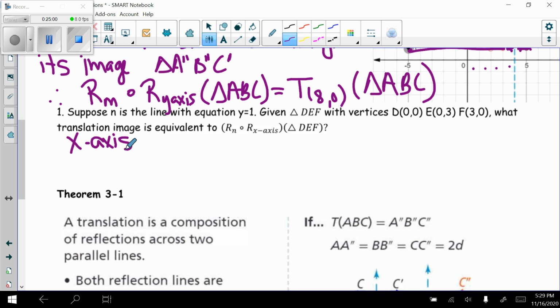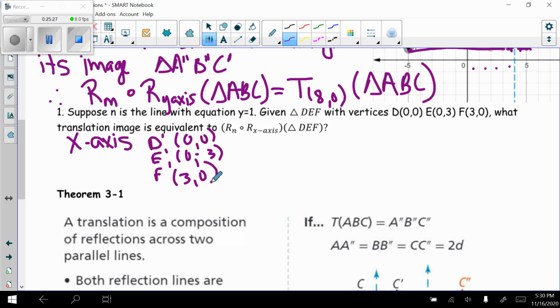So first, let's look at what would be our x-axis reflection. What would my D prime, E prime, and F prime be? I know with an x-axis reflection, my x's stay the same, my y's change. So D prime is still 0, 0. E prime is 0, negative 3. F prime is 3, 0.